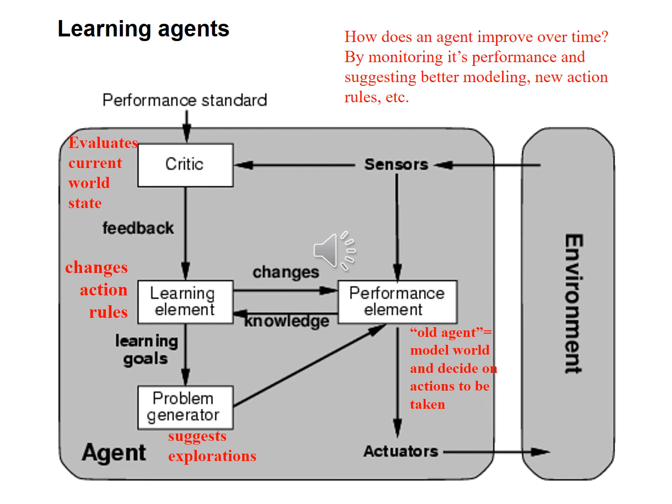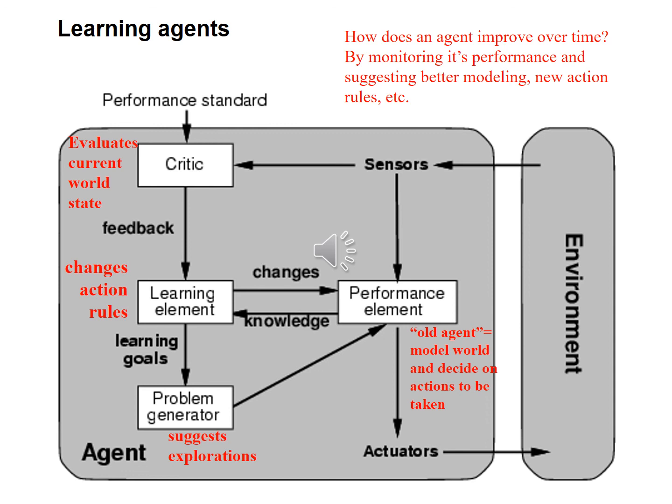The critic tells the learning element how well the agent is doing. For example, in a chess program, we have a percept indicating that the agent has checkmated its opponent. But without the performance standard, we do not know whether this is good or bad. So we need a performance standard to distinguish between the quality of our actions.